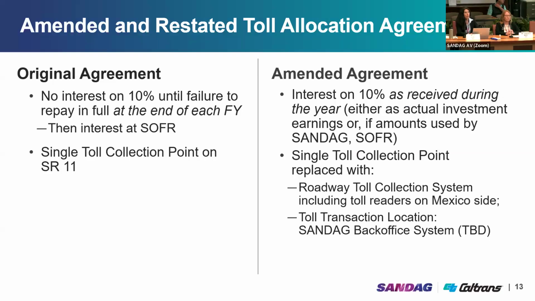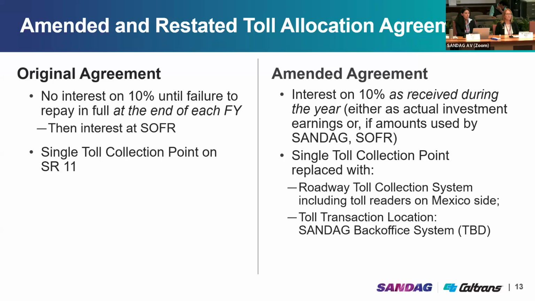So let me give you a general overview about the most significant changes to the toll allocation agreement. The first one relates to interest. Mexico has requested that SANDAG pay interest on the 10% while the trustee holds the funds over the course of the year. Remember, under the original agreement, we wouldn't pay interest until the end of the year, and we'd only pay it on a shortfall amount. Now Mexico has requested that during the year, we remit any investment earnings that we receive on the 10%, or if we use a portion of that 10%, we would pay Mexico interest at the secured overnight financing rate, or SOFR.